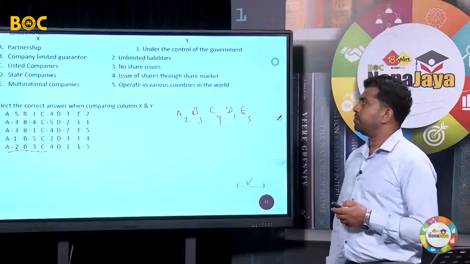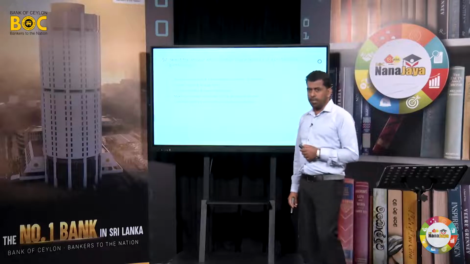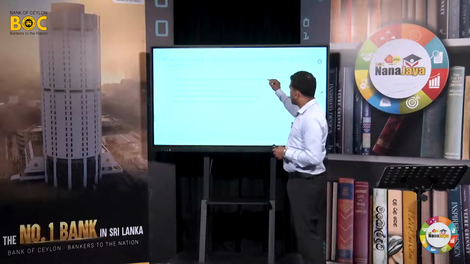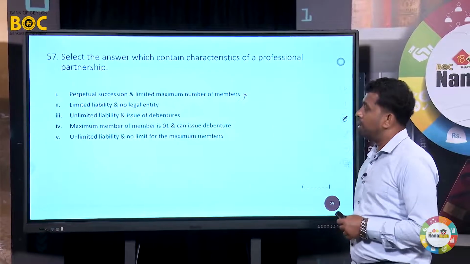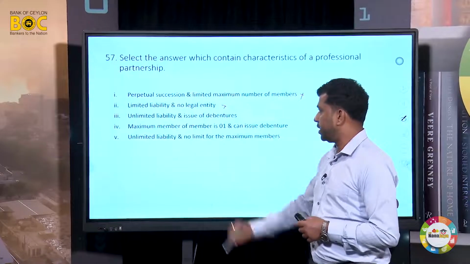Question number 57. Select the answer which contains characteristics of a professional partnership. Perpetual succession, limited maximum number of members. In a professional partnership, the maximum number of partners is unlimited. It's a special feature of a professional partnership. So we can't accept this one as the answer. Limited liability and no legal entity. The liability is unlimited, so this one is also incorrect.